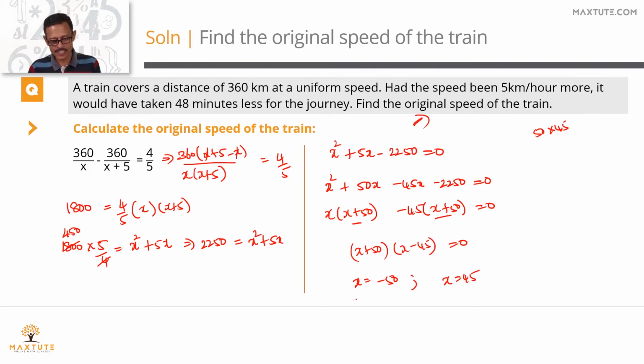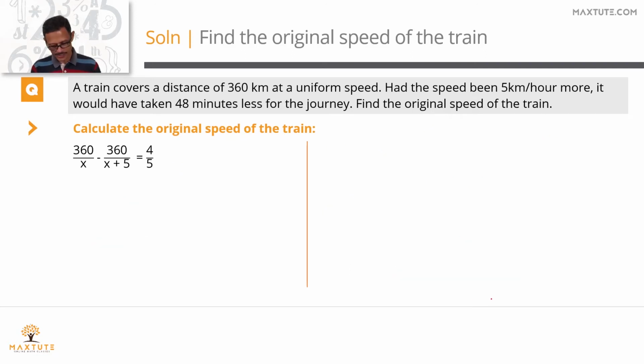Speeds cannot be negative, so x being minus 50 is ruled out. X is equal to 45 kilometers per hour. The variable is the question that we need to answer. So x equals 45. 45 km per hour is the original speed of the train.